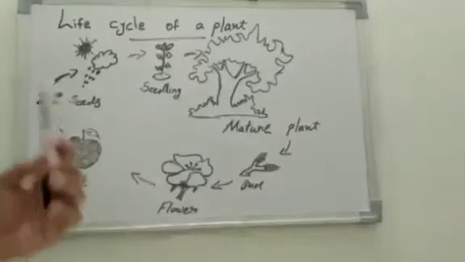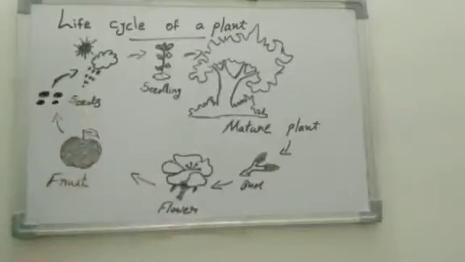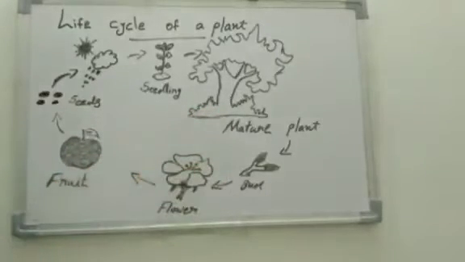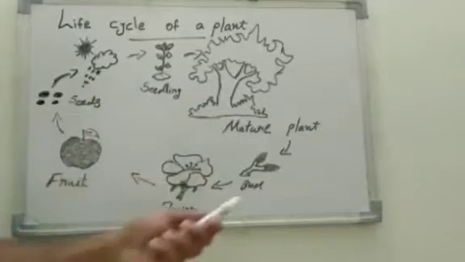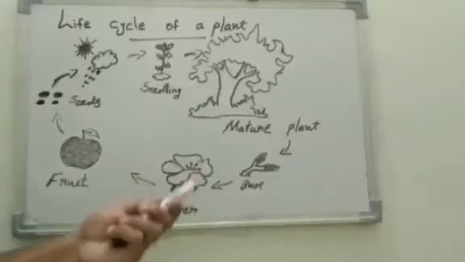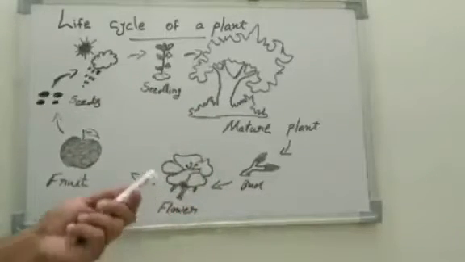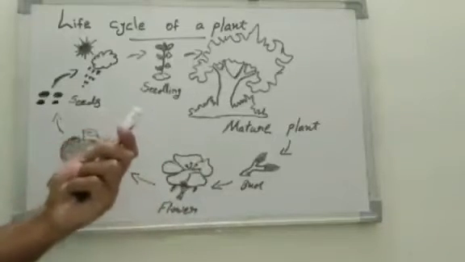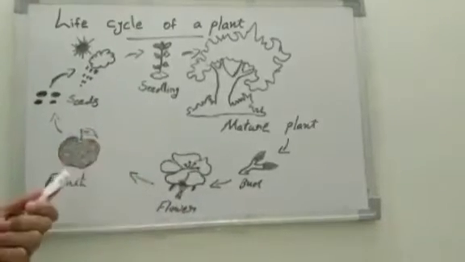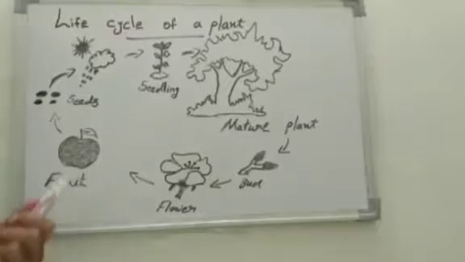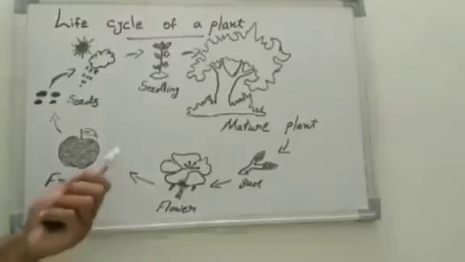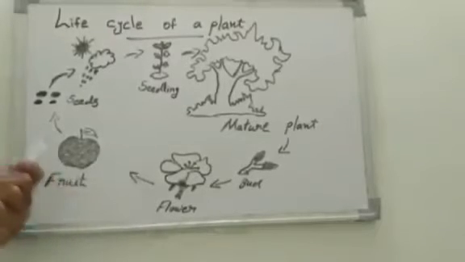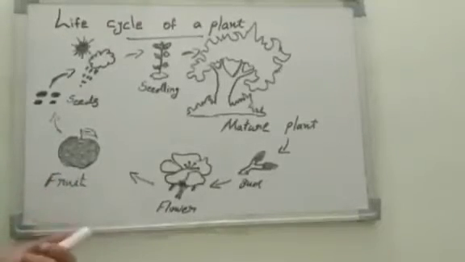The third stage is a mature plant. In this stage, it starts to produce buds and these buds turn into flowers. This is the next stage. Usually these flowers turn into fruits, and this is the last stage of the life cycle of a plant.